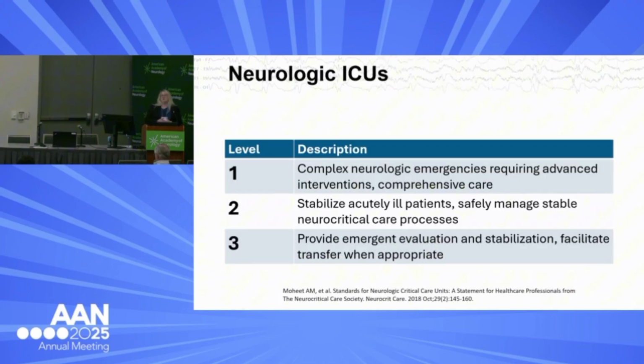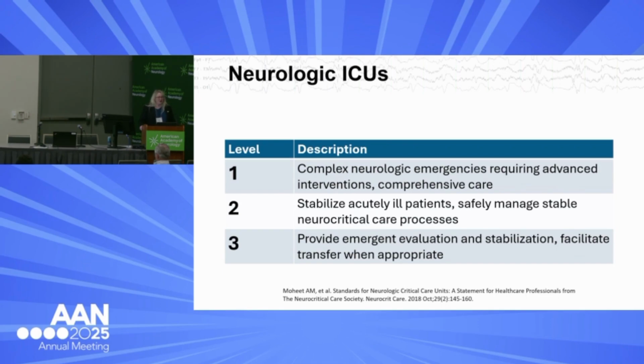When we talk about neurologic intensive care units, the Neurocritical Care Society has divided neurocritical care units into 3 basic levels of services that they are able to provide. Level 1 services are what we all aspire to. That's when you're able to take care of complex neurologic emergencies requiring advanced interventions and comprehensive care. These facilities provide the gamut of neurosurgical and neurointensive interventions.